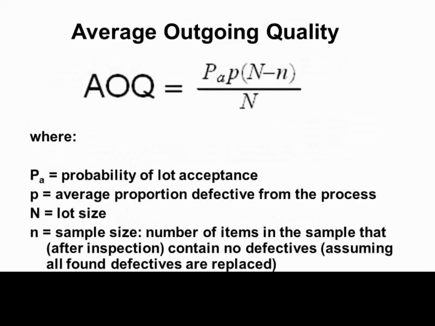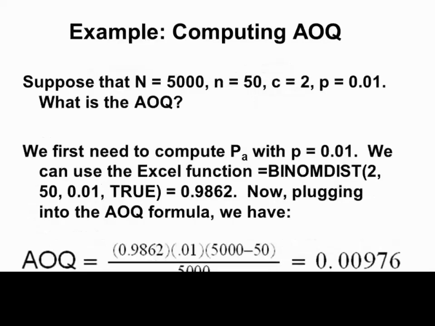Now, how do you calculate this? I'm not going to run through where this expression comes from, but it's basically the probability of acceptance times the underlying true proportion defective coming into the process, times lot size minus sample size over lot size. So I've defined it here. Let's look at an example. To calculate these two metrics, you need the lot size. Suppose the lot size is 5,000, my sample size is 50, my acceptance number is 2, and my proportion defective in the lot is 1%. What's the average outgoing quality?